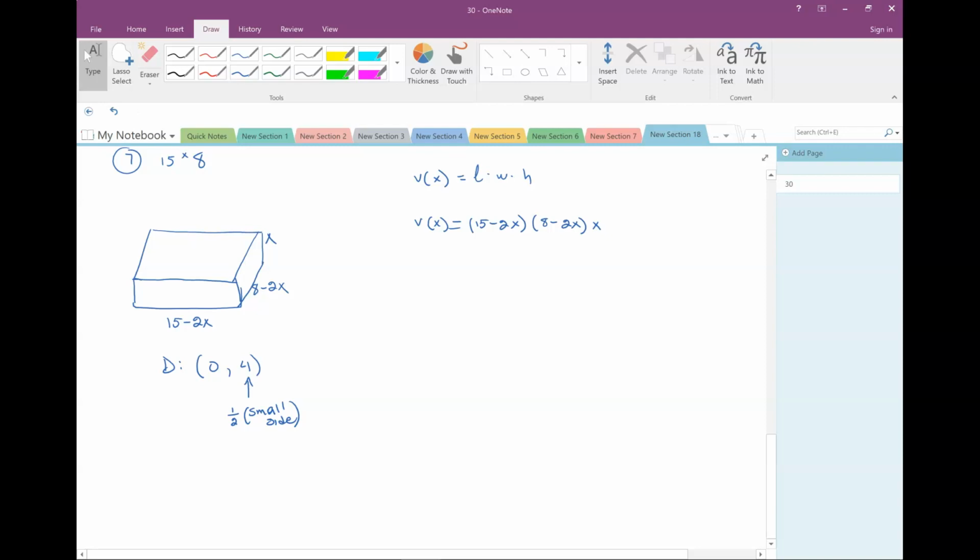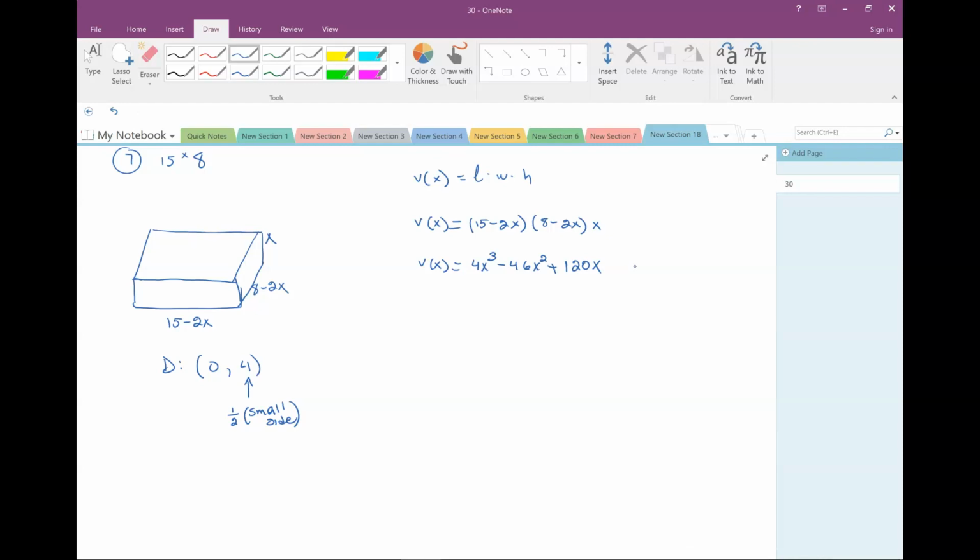Now, before you can take a derivative of this, you have to multiply this function out, which I'm just going to cheat here. It's going to be 4x cubed minus 46x squared plus 120x. That's just it multiplied all together. This is the volume. We want to find the maximum volume. Why would we make a box with the smallest volume?